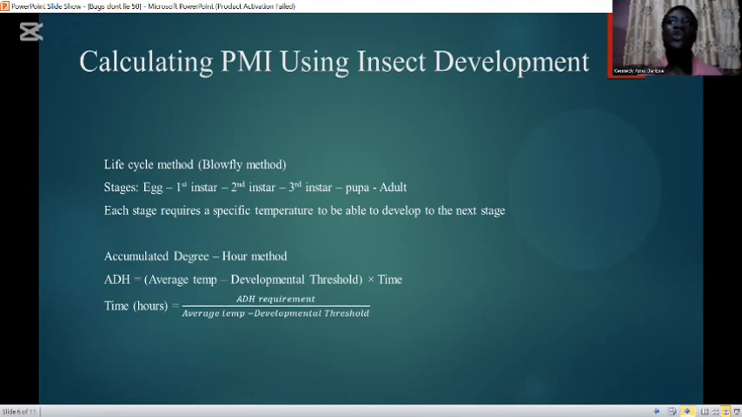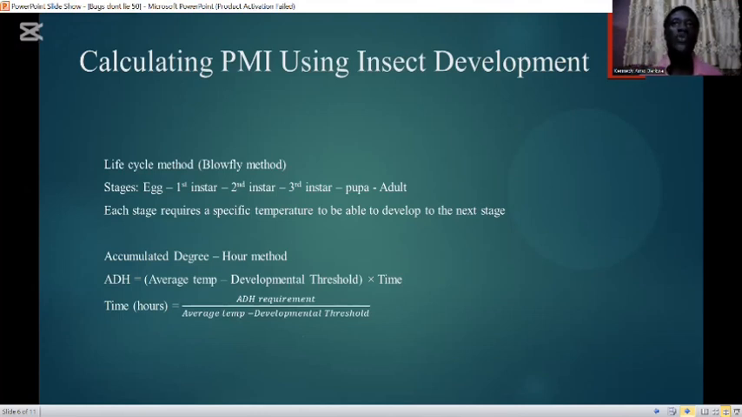After that, scientists have a timetable or chart from previous cases showing the number of days it takes an insect to develop from the egg to the second instar, the third instar, the pupa, or the adult.